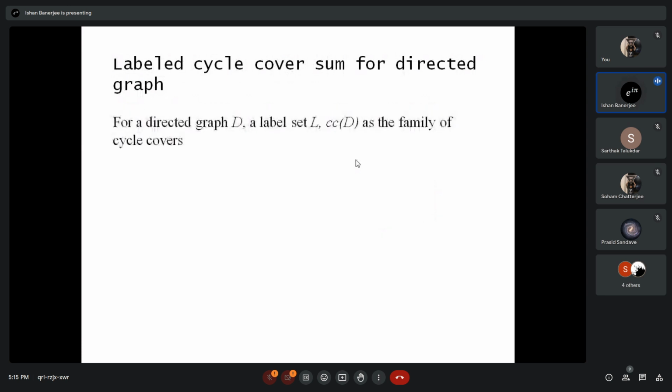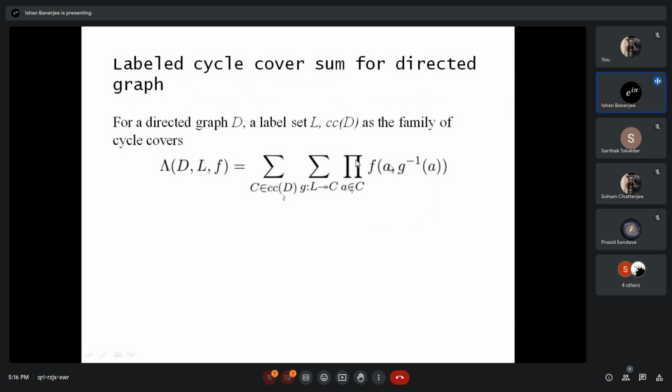Now for a directed graph D, we will consider a label set L. By label set we mean that we will be labeling the arcs with certain elements. We will consider this label set L, and CC(D) is the family of cycle covers. Then we'll consider the labeled cycle cover sum for a directed graph as this particular thing. So what is this sum all about? Let's try to understand. We are taking a C, which is a cycle cover from the family of cycle covers. Then we are considering a function which labels this cycle cover, I mean, we are labeling the arcs of this C, and then we're considering each arc of that C and plugging them into this particular f.